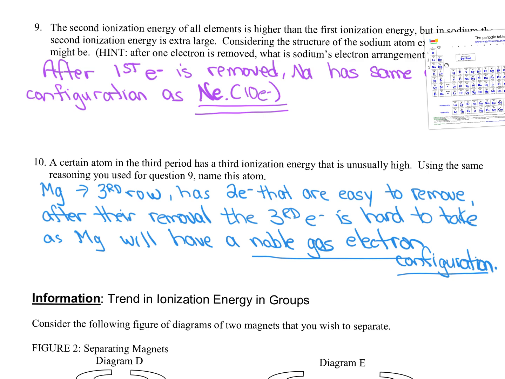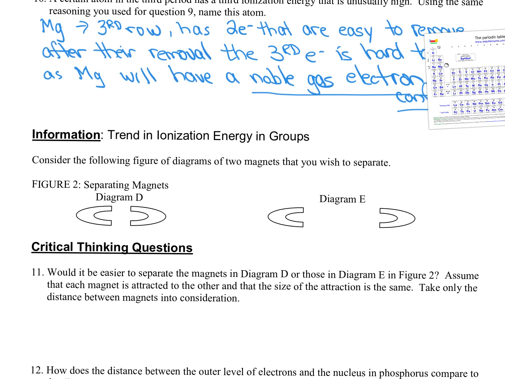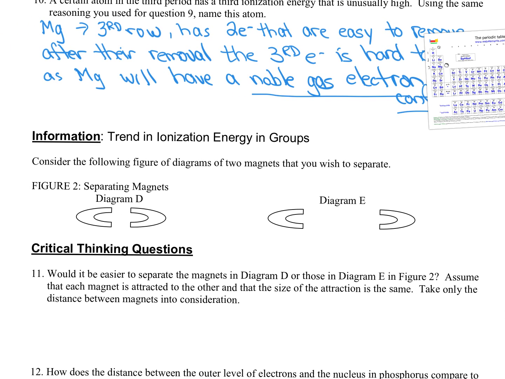All right, we got some more information. Trends in ionization energy in groups. So now we're going to talk about the group as we go up and down on the periodic table. So we've got a couple things to look at. Consider the following figure of diagrams. They're magnets, so these are closer together than these. And if you've ever played with magnets before, you know the closer you get them together, the stronger the attraction. And it's harder to pull them apart, especially when they connect, especially if you have really strong magnets.